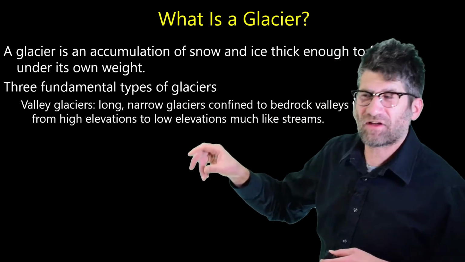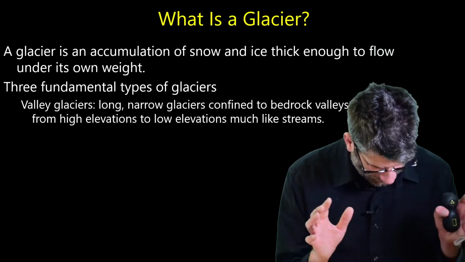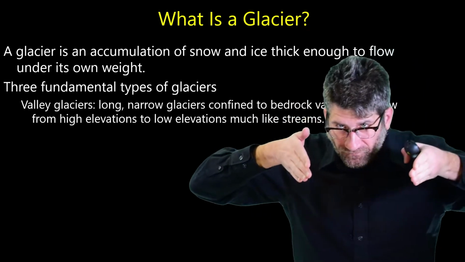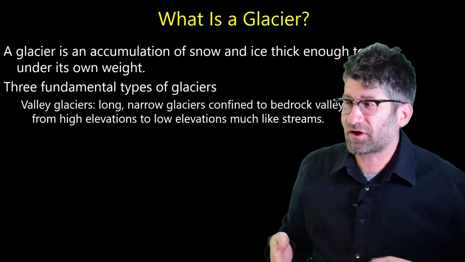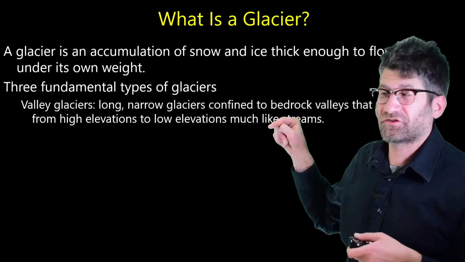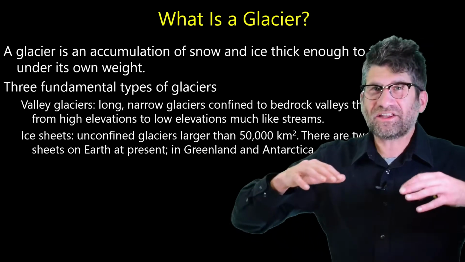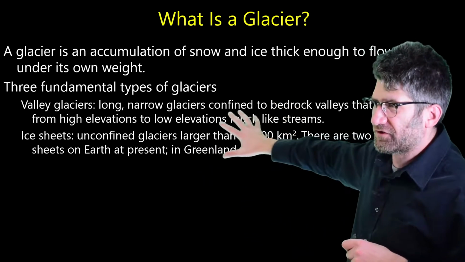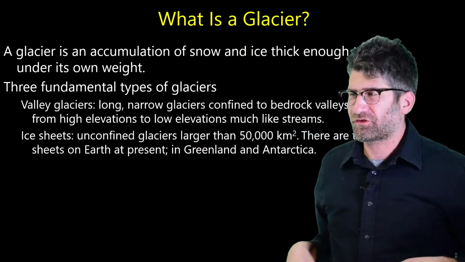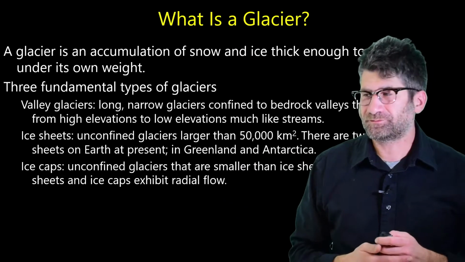We have what are called valley glaciers. Valley glaciers are basically glacial ice that's confined to a valley, and so it flows in that confined valley. So we call that a valley glacier. They flow from high to low elevations, very similar to streams. Next, we have what are called ice sheets. Ice sheets are essentially huge unconfined glaciers that are greater than 50,000 square kilometers. These are continental in scale. Currently the only ice sheets are Greenland and Antarctica.